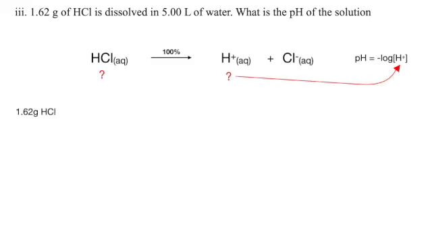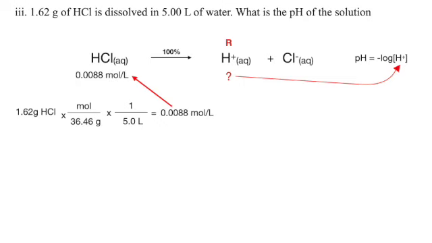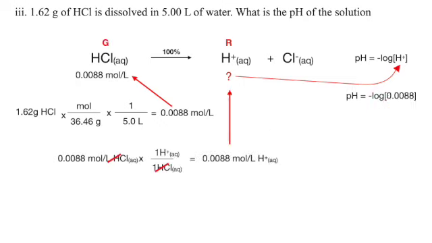Now, this one's a little trickier because they didn't tell us what its concentration was. We have to actually do the math. So I take my grams divided by my molar mass, divided by my liters, and that gives me my moles per liter after I cancel out grams. So that number goes there. Required over given, 1 over 1. Same number, negative log that number, pH is 2.05.